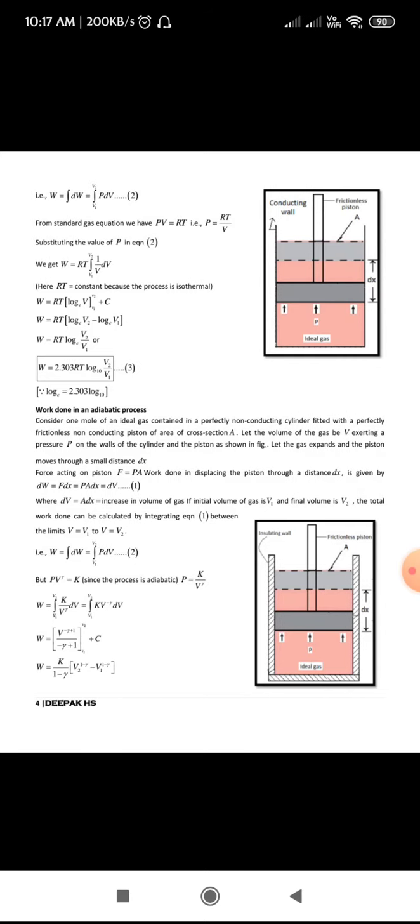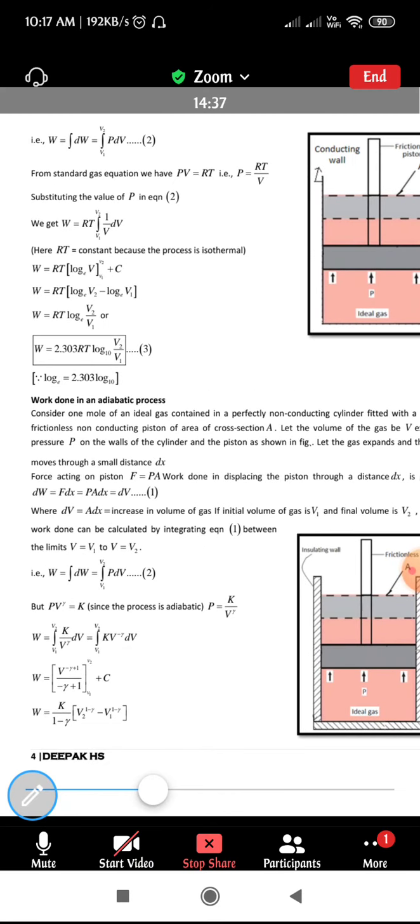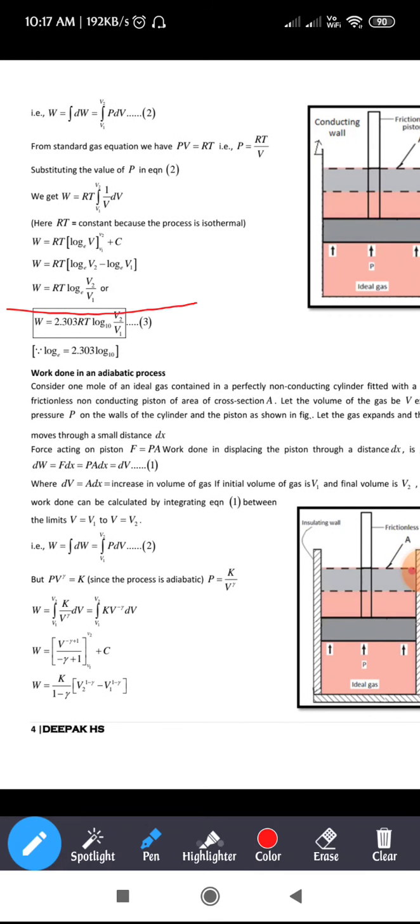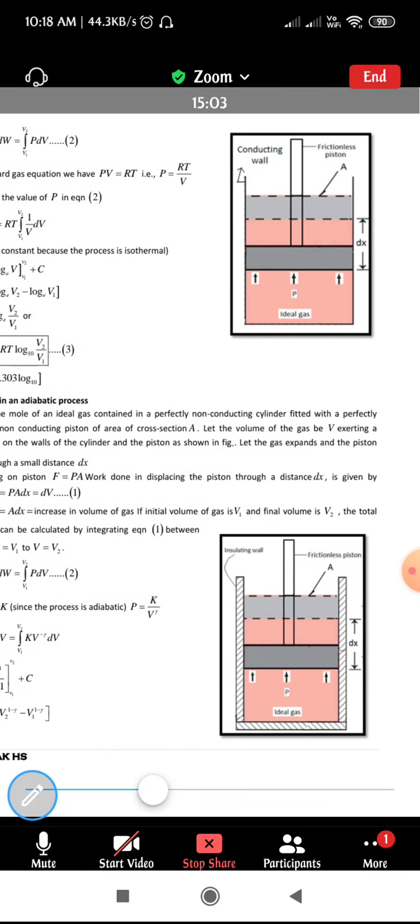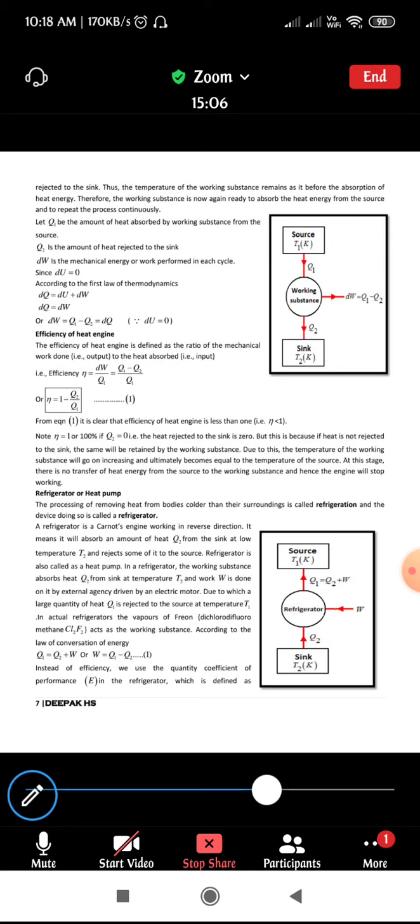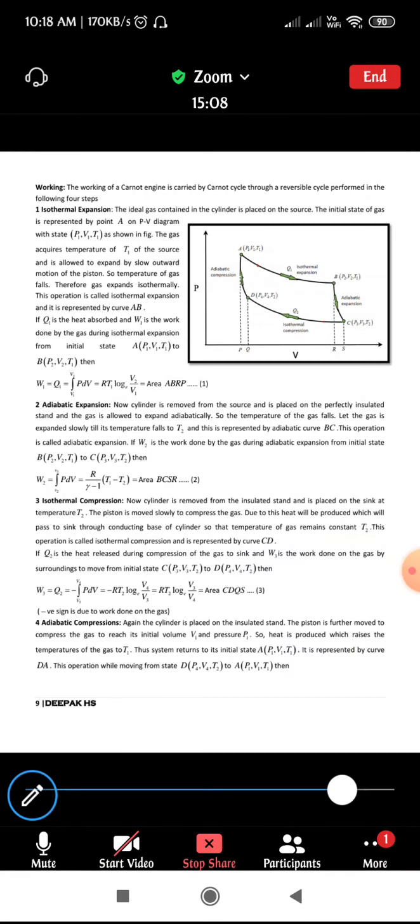So here this is the amount of work done. W is equal to RT log base E V2 by V1. This is the equation. In the next step, we have just converted from log base E to log base 10. That is different. But the work done comes out to be, in the isothermal process, W is equal to RT log base E V2 divided by V1. So this is the work done. So next, that is what we have written here.